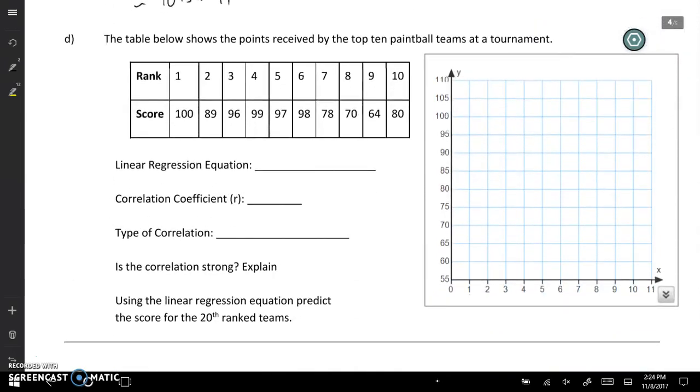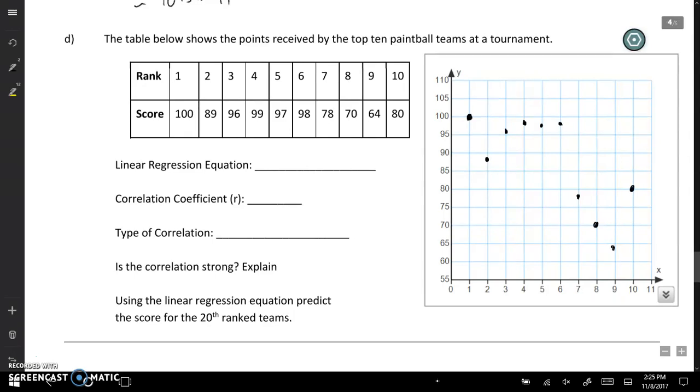I'm going to do this last one. Now the points received by the top 10 paintball teams in the tournament. Team number 1 had 100 points. Team number 2 had 89 points. Team number 3 had 96 points. Team number 4 had 99 points. The fifth ranked team had 97 points. 6 had 98. 7 had 78. 8 had 70. 9 had 64, and then 10 had 80.